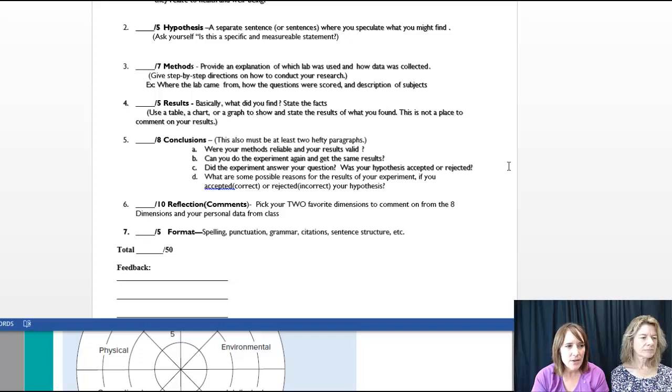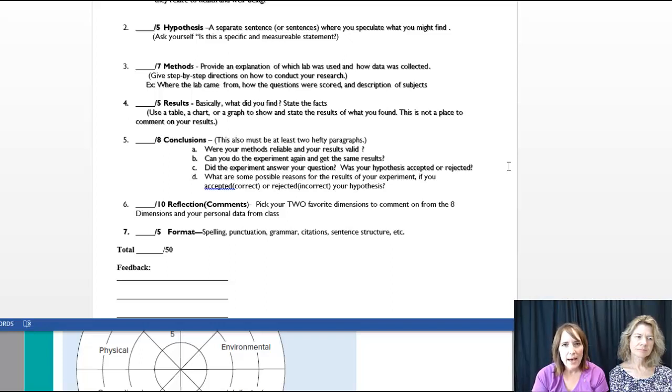And to close out your paper, you'll be graded on your format. How well is it written? Did you spell things correctly? Did you use correct punctuation, grammar? Did you include 2 citations or references with your paper? And is it easy to read? So those will be the areas that you'll be given a format score on. This entire lab report will be worth 50 points.